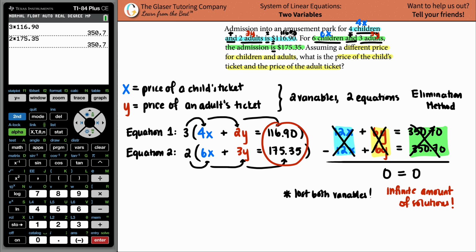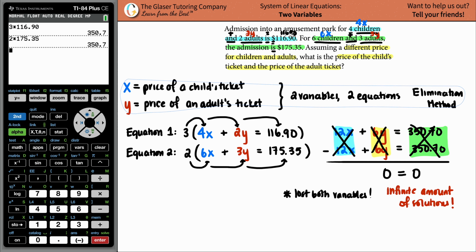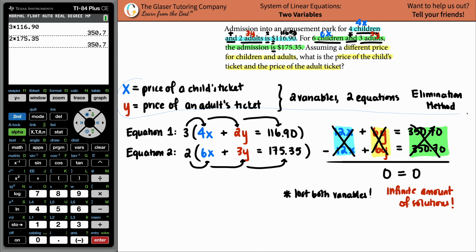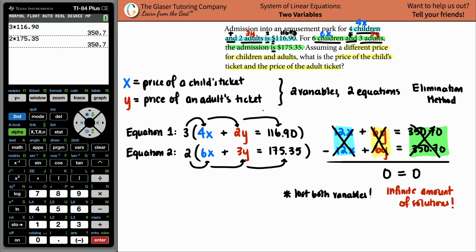Now, the only thing is that you just can't go over these amounts, right? So let's just say that, I don't know, maybe an adult ticket was, I don't know, $20.50, right? If we do that, we can use one of our formulas to solve for the x value. So maybe I'll use equation 1, right?